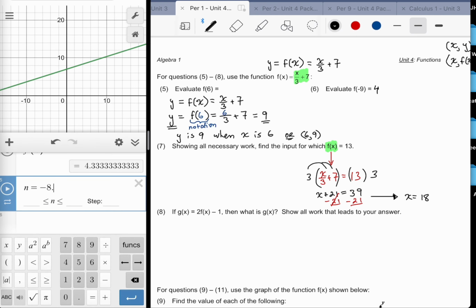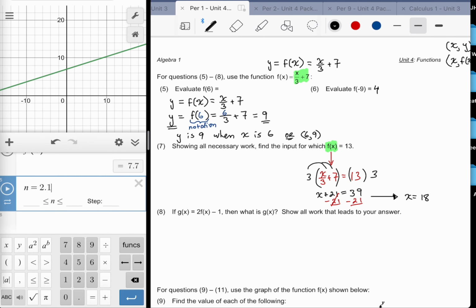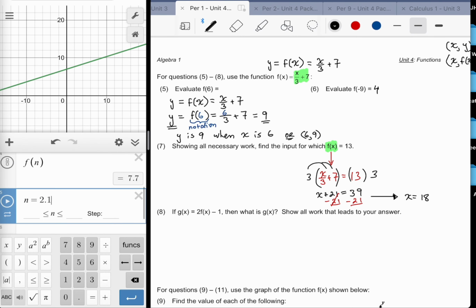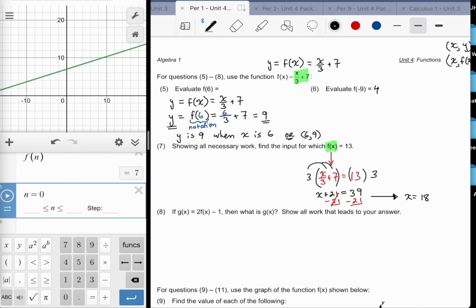So let's say I needed to find f of 2.1. Type in the 2.1, and it'll give you your answer. That's not necessary for this case, but there you go.